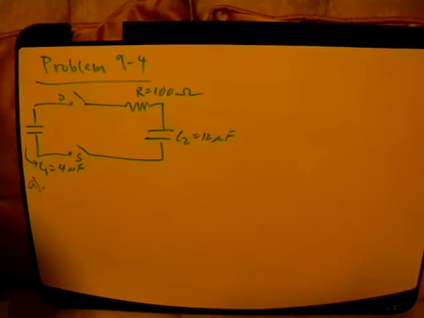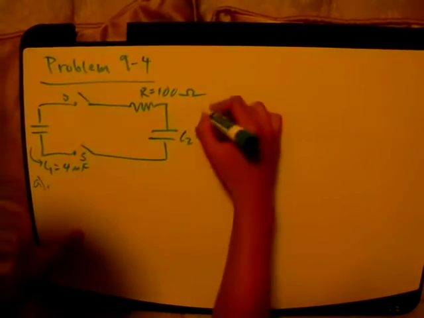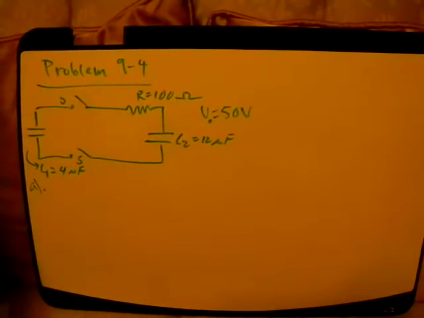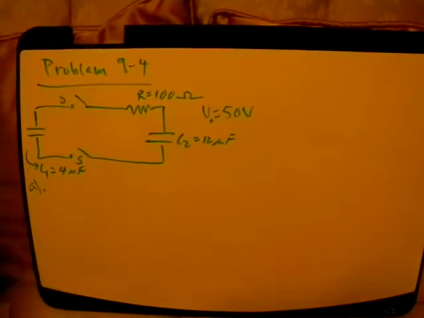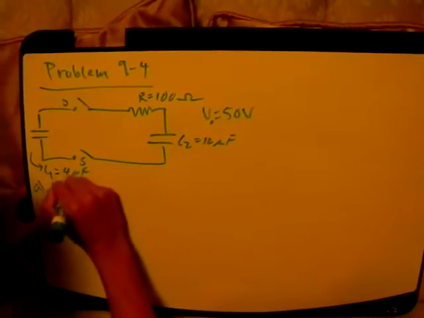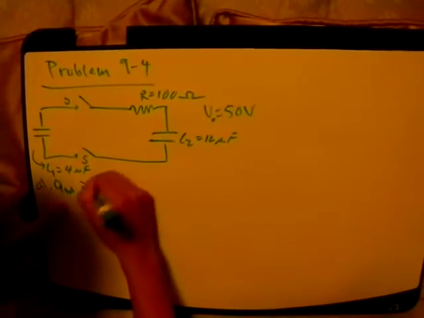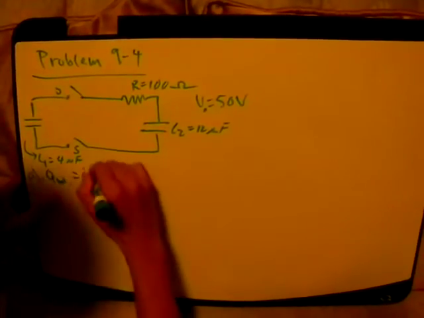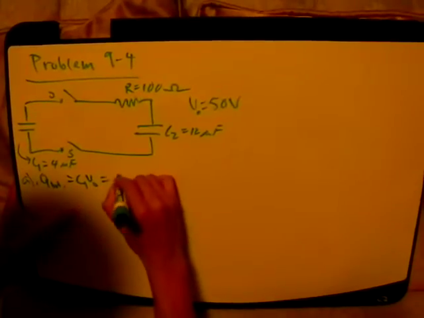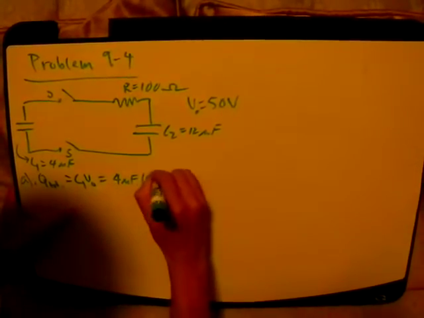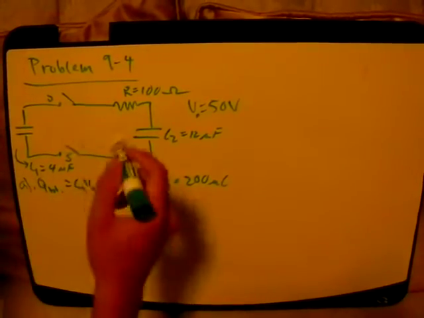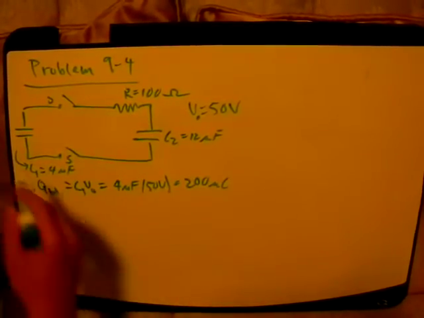We are given that initially V naught equals 50 volts. To find the final charge, we first have to calculate the total charge, because that's what the whole system will have. So Q total initial is equal to C1 V naught, because C2 is initially uncharged. So this equals 4 microfarads times 50 volts, which is 200 microcoulombs. Now we need to find the charges on both after equilibrium.